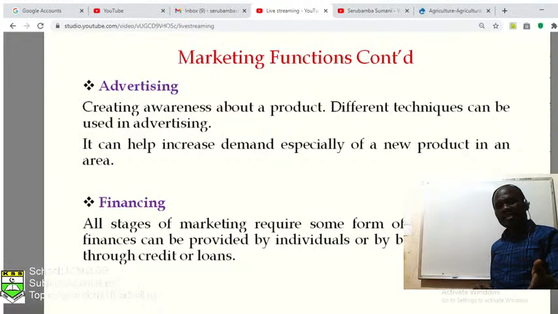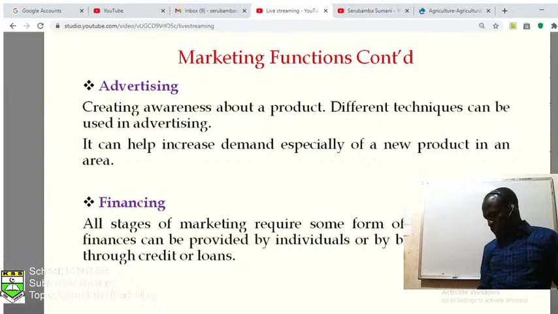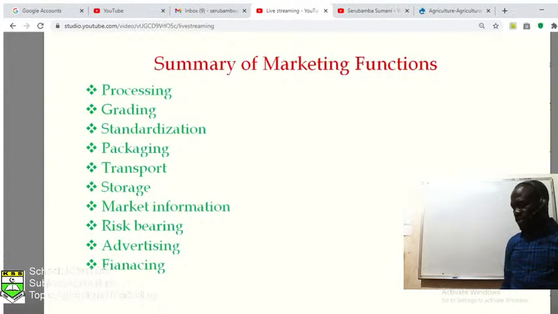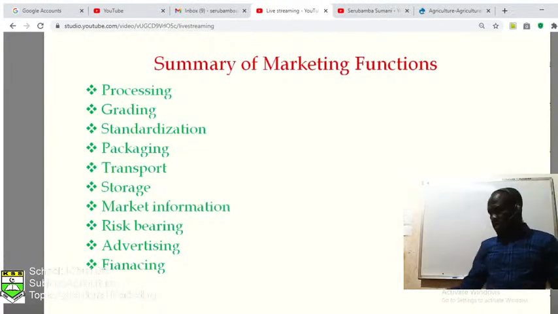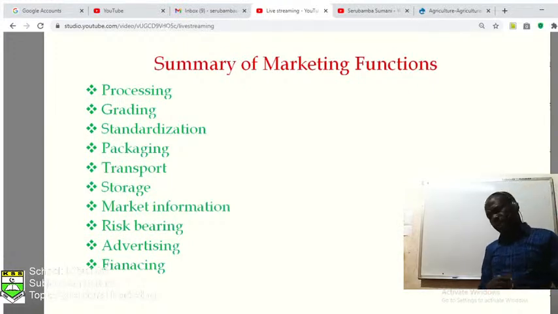If you are bearing risks, maybe you pay an insurance company so that in case anything happens, they compensate you. You are advertising. You're not going to advertise for free. You're going to put in some money so that people get to know your product. So in summary, regarding these marketing functions, we're having a summary, as you can see on your screen there.